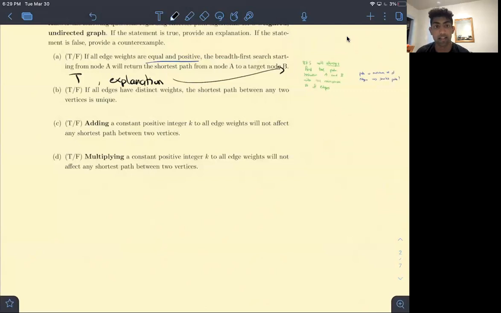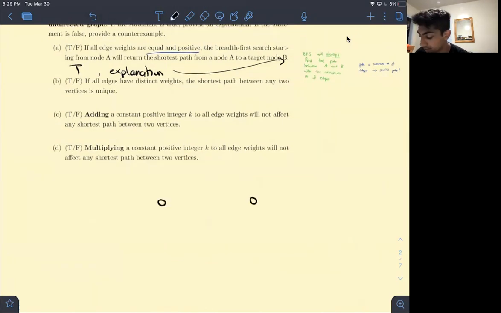The next part states, if all edges have distinct weights, the shortest path between any 2 vertices is unique. So this problem is actually pretty tricky. And how I would approach this on an exam is, let's assume this is false and try to think of a counterexample. If we fail, we say it's true, right? I think finding a counterexample is sometimes easier than proving something is true.